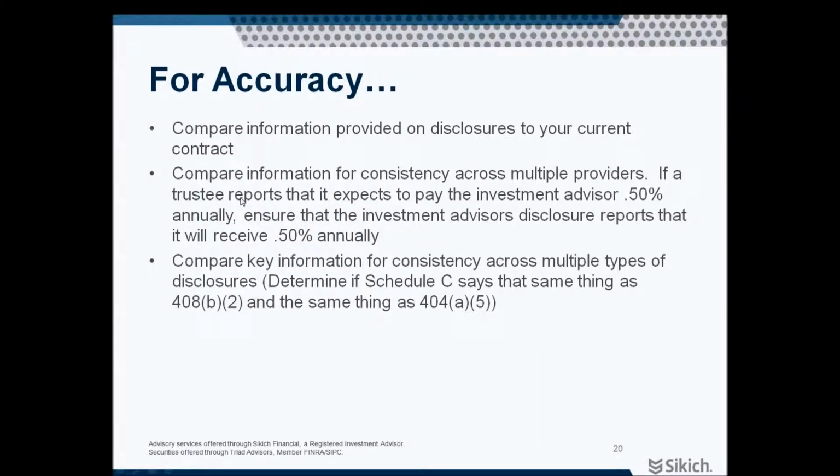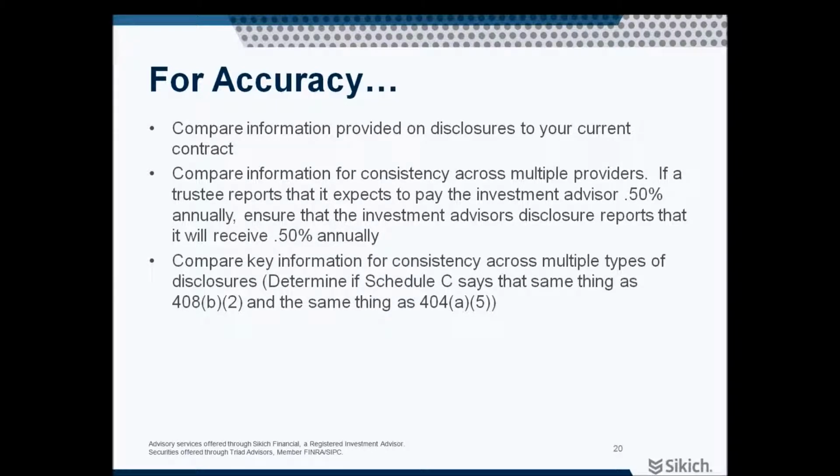For accuracy, compare the information provided on the disclosures to your contracts. Make sure that you've read your contract. That's very important. Compare the information for consistency across multiple providers. If a trustee reports that it expects to pay the investment advisor 50 basis points annually, or 0.5% of the assets that you're managing, ensure that the investment advisor's 408B2 disclosure reports that it will receive 50 basis points, or 0.5% on an annual basis.